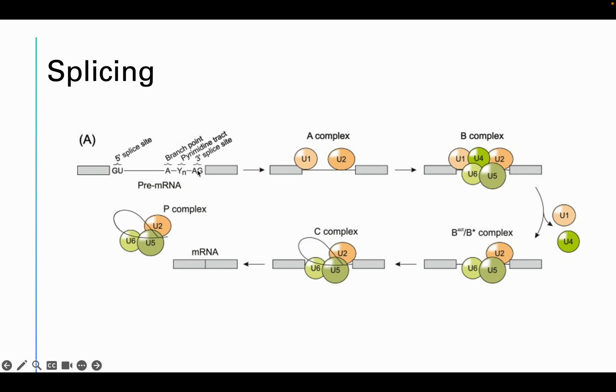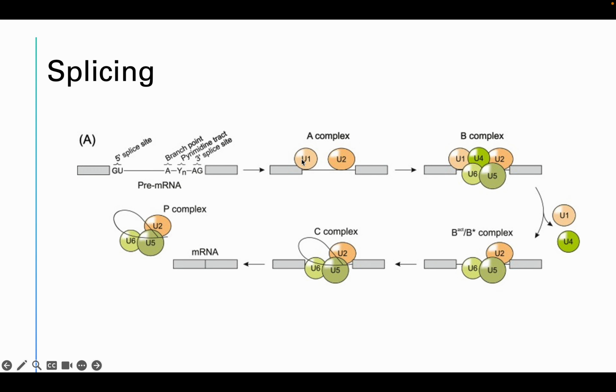And at the 3 prime end of the intron, there is this AG, which is called the 3 prime splice site. In between these there is the branch point, which is closer to the 3 prime splice site and contains A, adenine. So, different snRNPs, how they function.